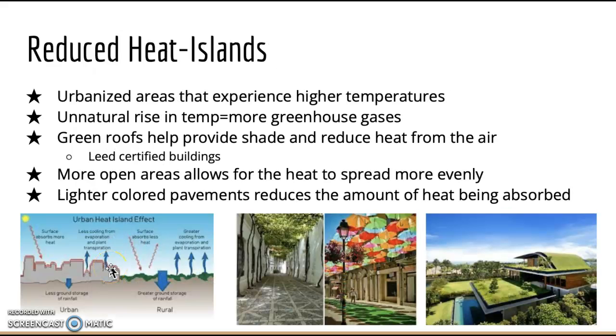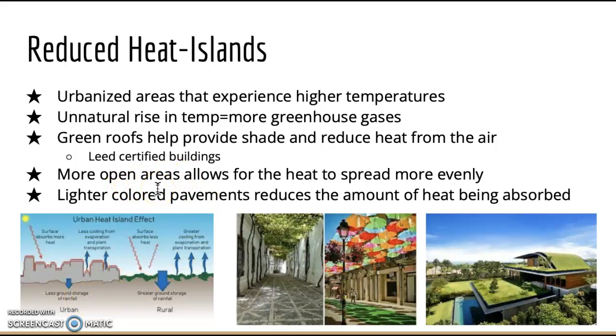Another example would be reduced heat islands. So heat islands are urbanized areas that experience higher temperatures. An unnatural rise in temperature equals more greenhouse gases. Green roofs help provide shade and reduce heat from the air. An example of this would be LEED certified buildings. In the bottom right picture, that is a LEED certified building. As you can tell, the roof is all grass and plants. This helps reduce the reflection of the heat into the earth.